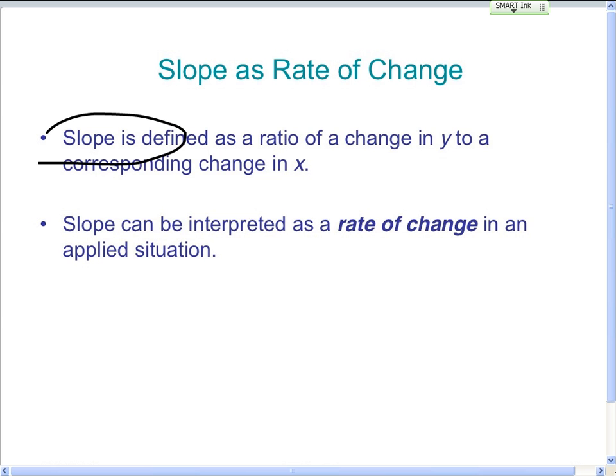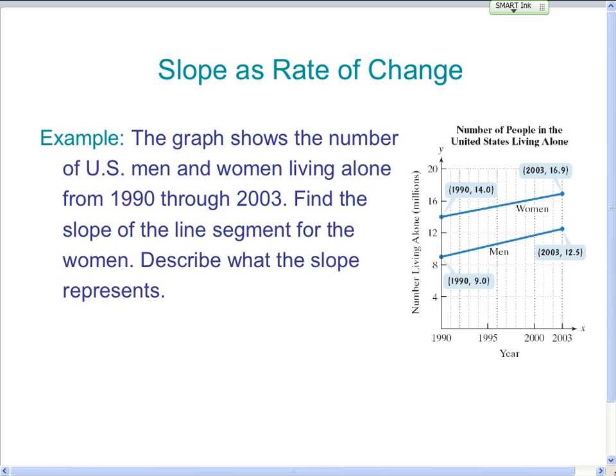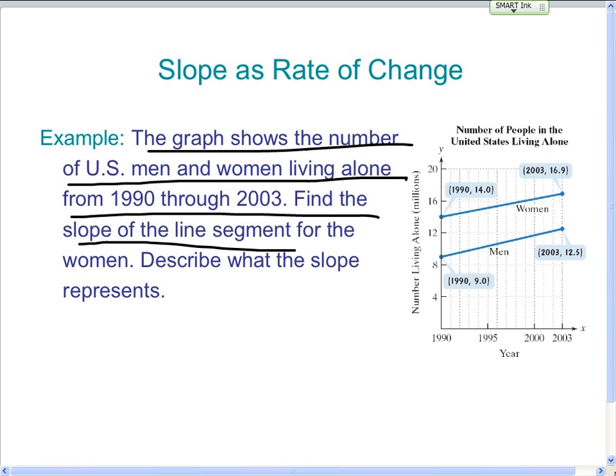Another way of looking at slope, we can call it rate of change. That's usually in word problems. We call it rate of change. The graph shows the number of U.S. men and women living alone. Find the slope of the line and what does it represent.